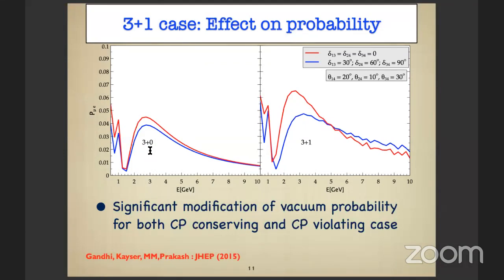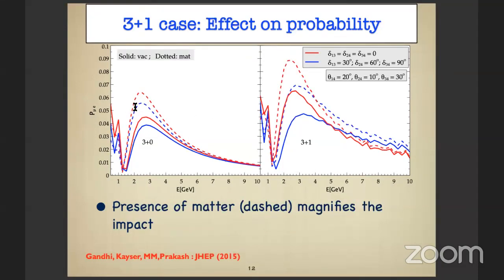Okay. Now you see that when one goes from 3+0 to 3+1, there is considerable modification of the corresponding probabilities. And this difference gets further enhanced when one includes the matter effect by means of these dashed curves. The same levels, but just with matter effect included here. So this is just an example of how the new additional phases, and of course the new mixing angles, due to the presence of the 3+1 case can modify the oscillation probabilities. Now we'll see how this modification in the probability impacts the level of events.